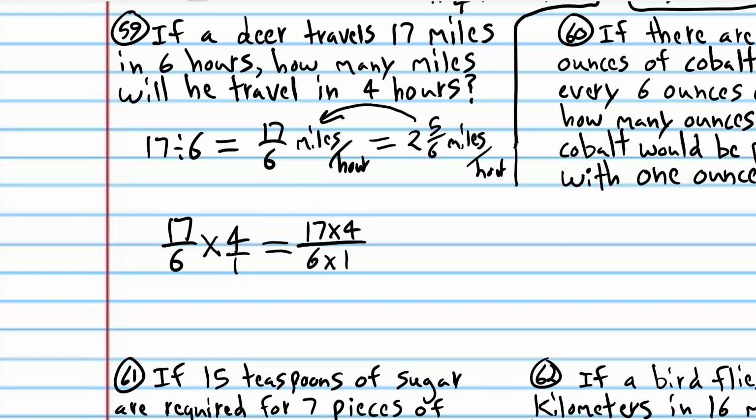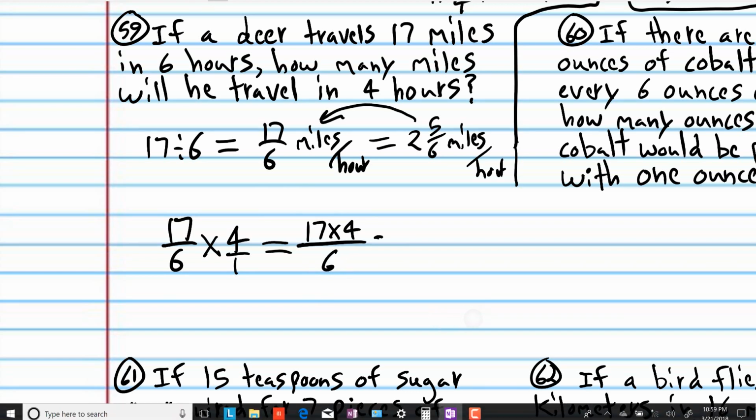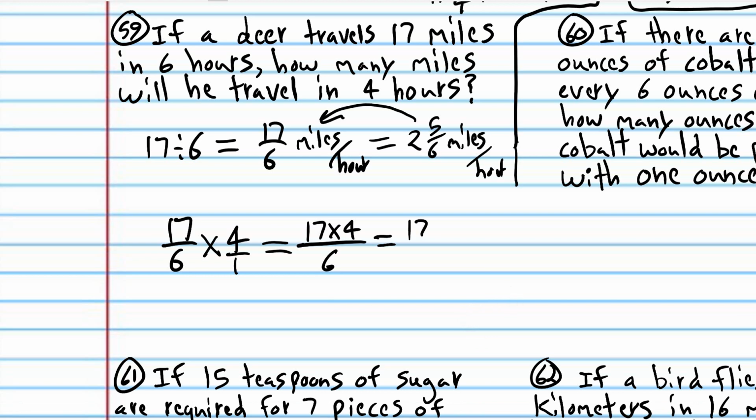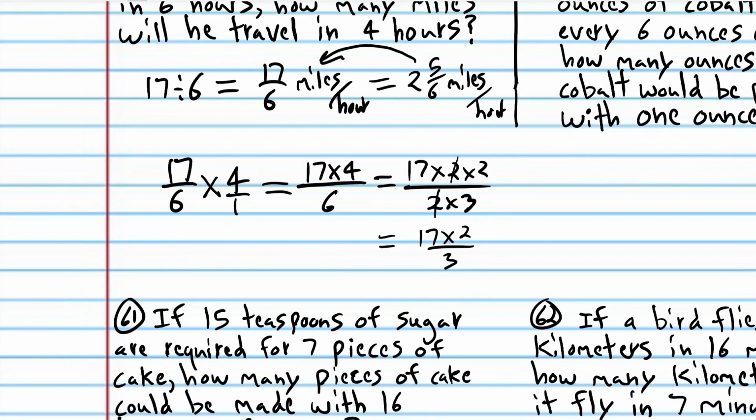6 times 1 we can just write as 6. And now I'm going to factor the 4. So 4 is the same thing as 2 times 2. And 6 is 2 times 3, because I know my multiplication facts. Now we can cancel out 2 of these 2's, and we end up with 17 times 2 over 3. 17 times 2 is 34. So we have 34 over 3.